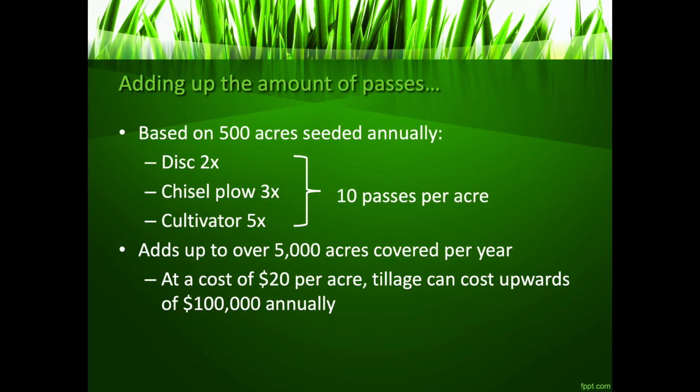So now that we've been through all the different steps included in the tillage process, you can begin to add up the number of passes and get a grasp of the true extent of tillage being performed. Based on 500 acres seeded annually, each acre is covered 10 times, give or take a pass depending on the year. This equates to 5,000 acres of tillage, and at $20 per acre, the annual cost of tillage can be upwards of $100,000. Comparing to other cropping systems, tillage in sod production is a significant financial obligation.